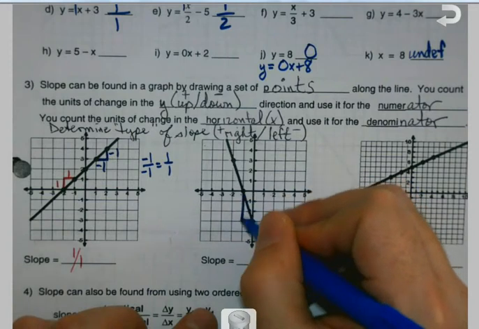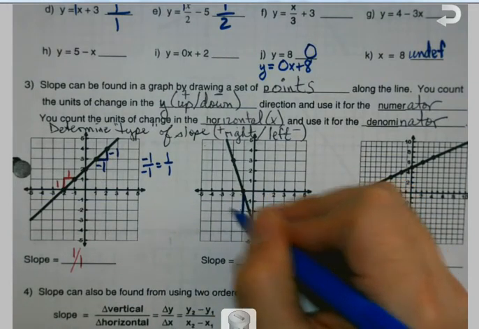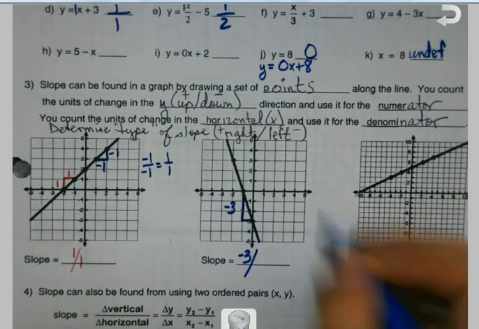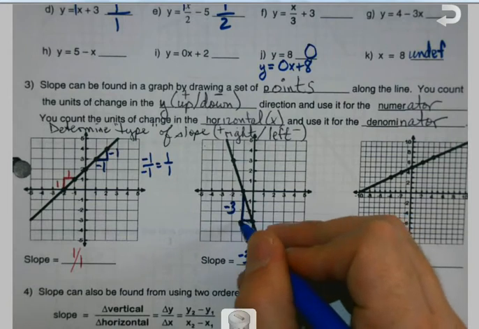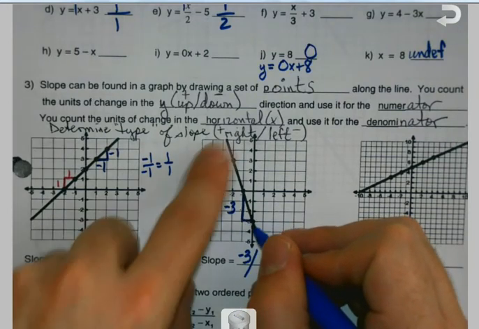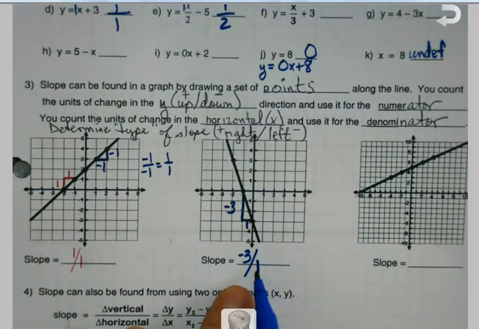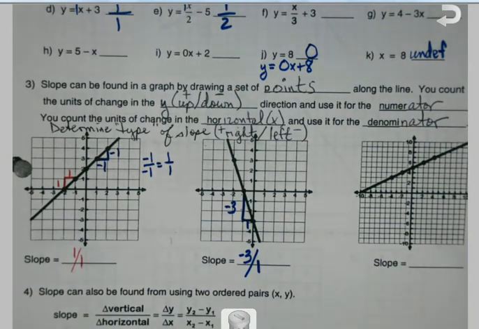Negative, well, my rise first. Your run, you're good there. 3. Down 3. So my rise is negative 3. Now my run, it looks like I'm going right 1. Is that positive or negative 1? If you go right. Positive. And that makes sense, because negative 3 over 1 would be a negative value, and it should be, because it's going down to the right.